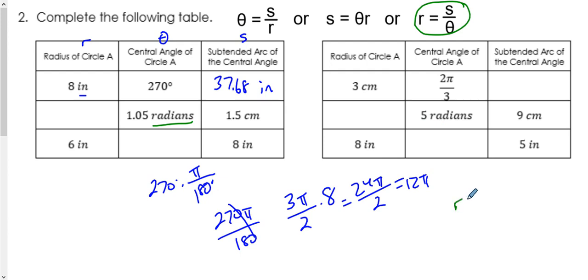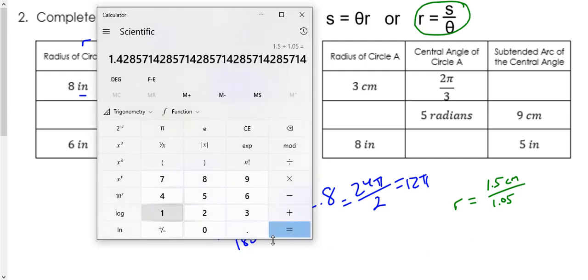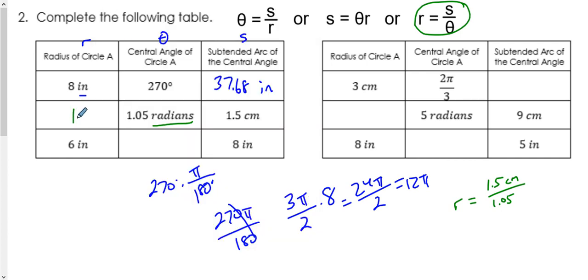We're going to do the radius equals subtended arc length, 1.5 centimeters, divided by 1.05 radians. That's going to give us our radius. So 1.5 divided by 1.05, and we get about 1.43. If this is in centimeters, so is this one. And that's how that works. Again, this worked really excellently because the central angle is already in radians.